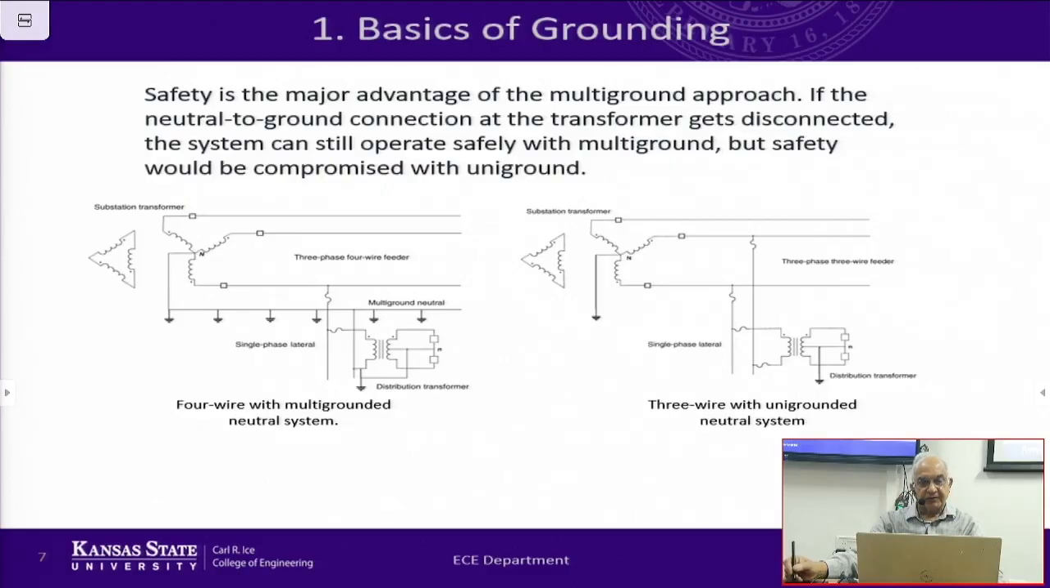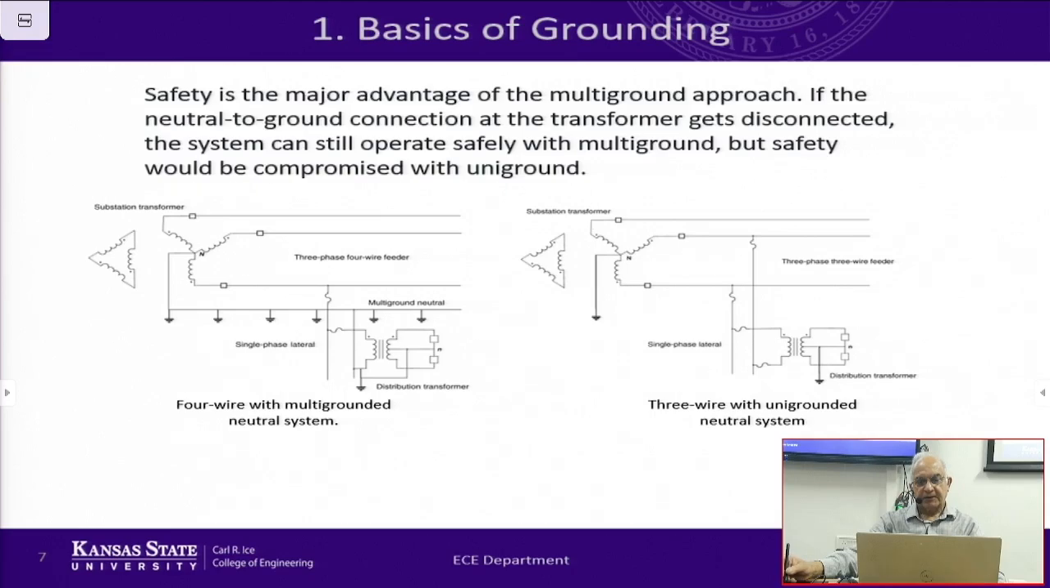So this is you grounding at different locations, and neutral, of course, is the one that gets connected to ground at multiple locations. Now this is a recommended practice for the US system, a 4-wire with multi-grounded neutral system, and this one is a 3-wire system.